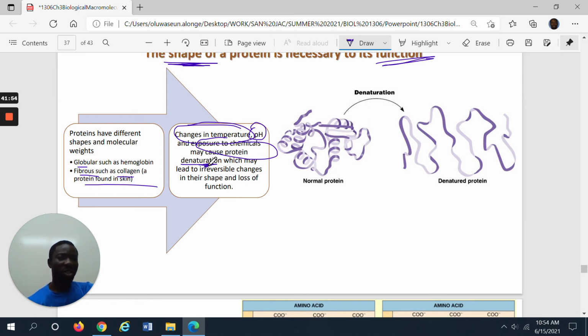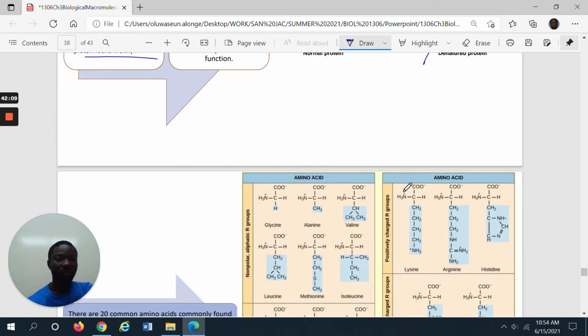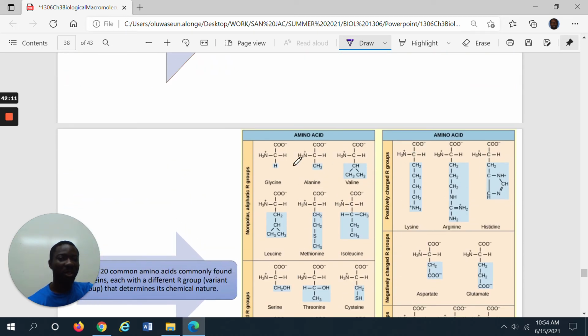Once a protein denatures, it is not reversible. The protein loses its function, it loses its shape. You can see this is a normal protein. Now, once it's denatured, it loses its shape, and the protein becomes irrelevant at that time. No function at that time. Now, these are lists of amino acids that we use in making proteins.